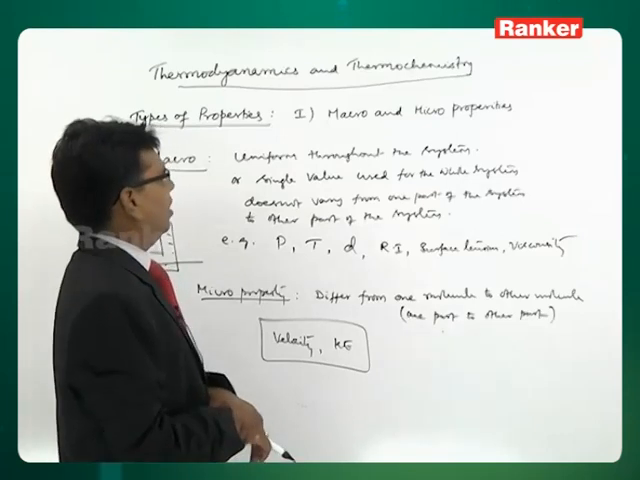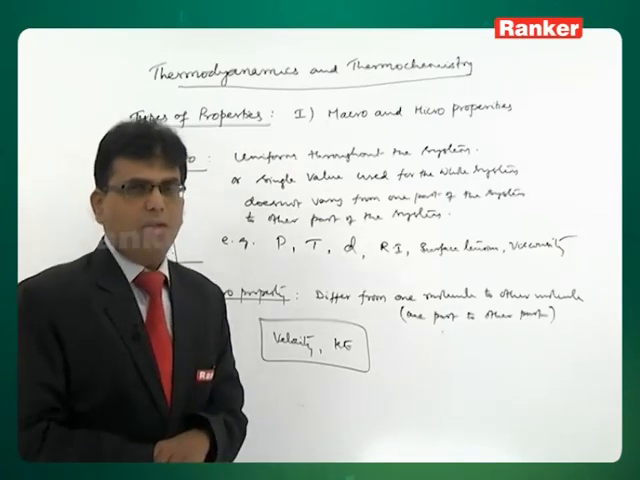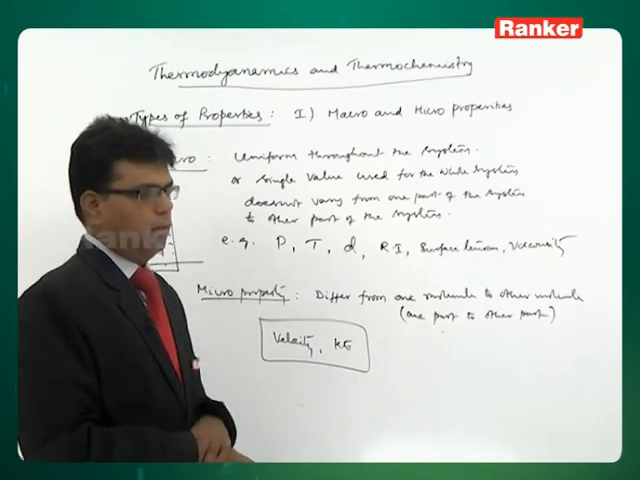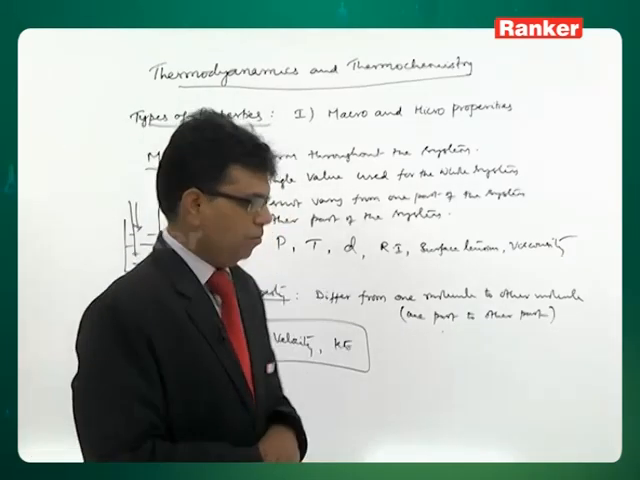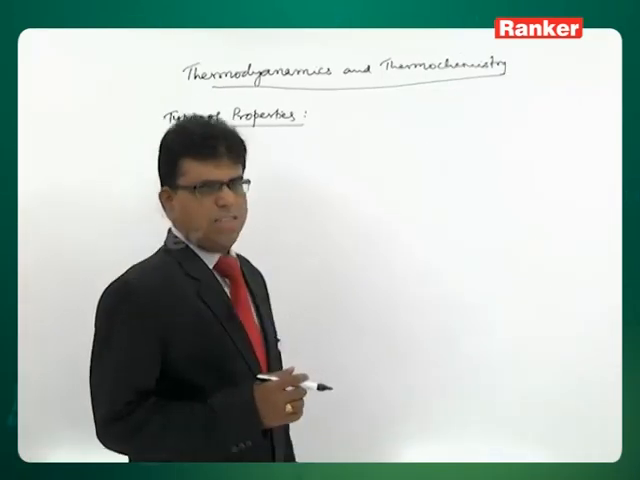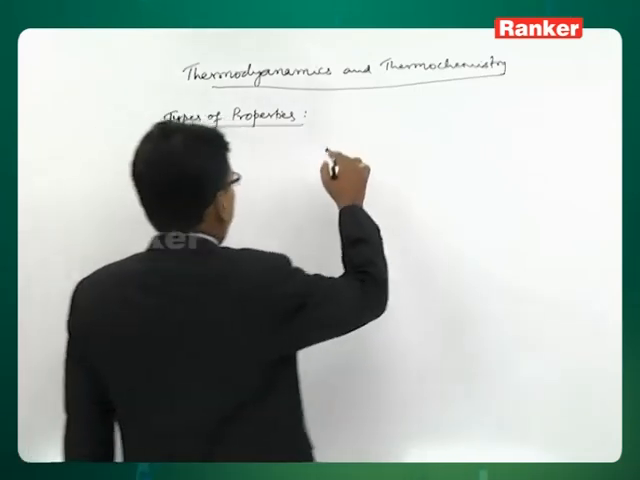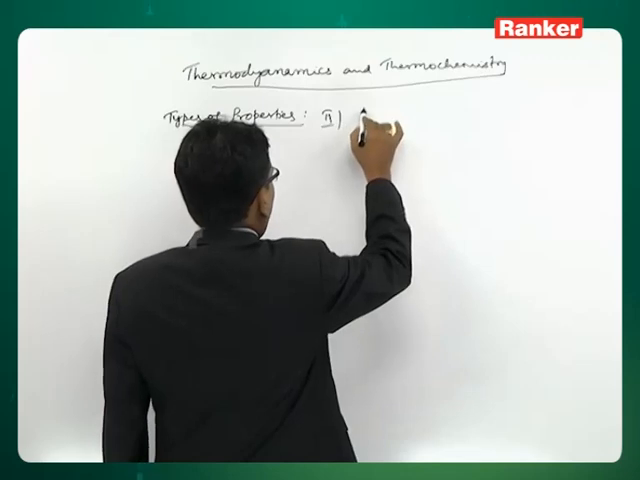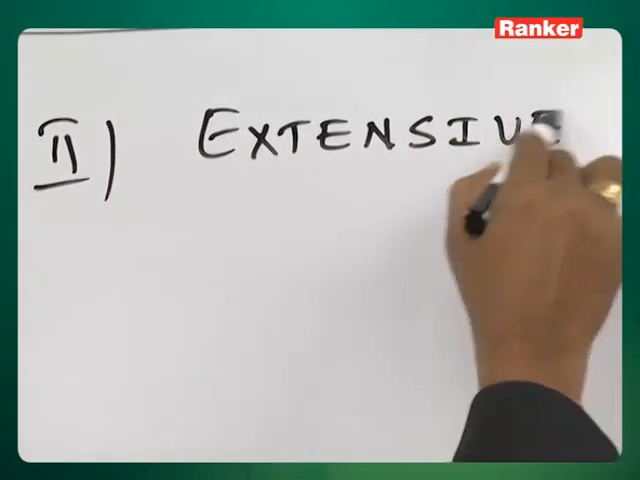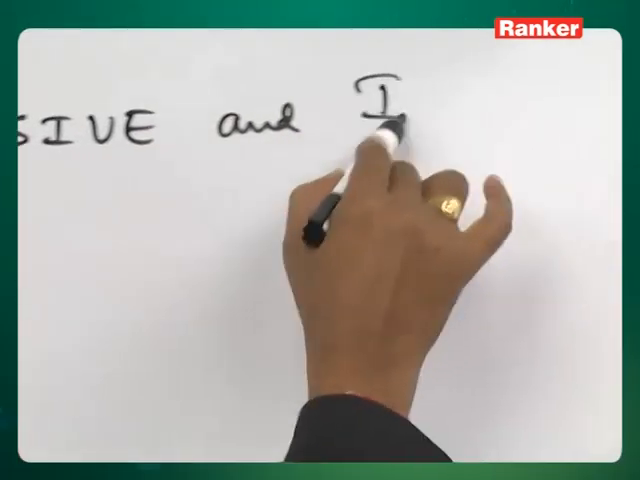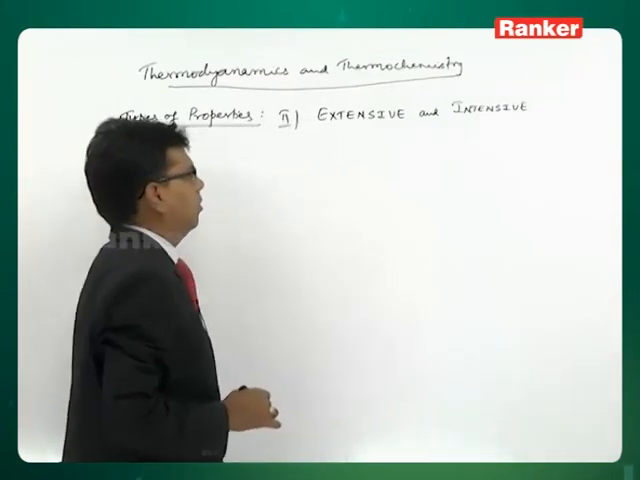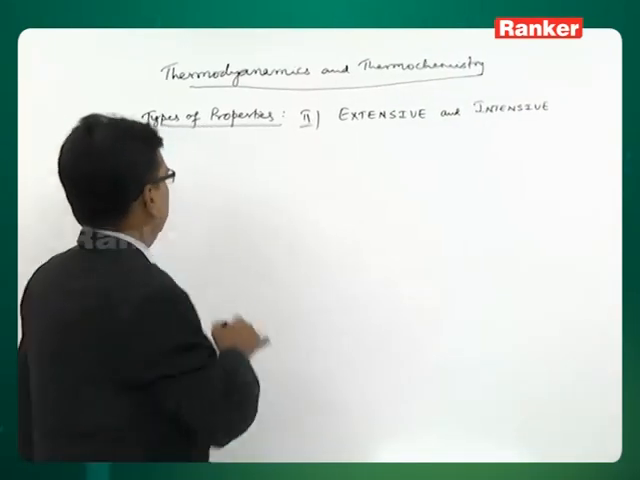So, based on one classification of properties is macro properties and micro properties, based on the variation in the property from one part of the system to the other part of the system. Then we have another type of classification, let us see that. Then the other classification of the properties is extensive and intensive properties. This is second type of classification, extensive and intensive properties. What are extensive and what are intensive properties?